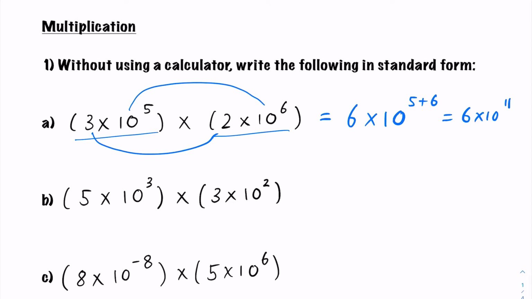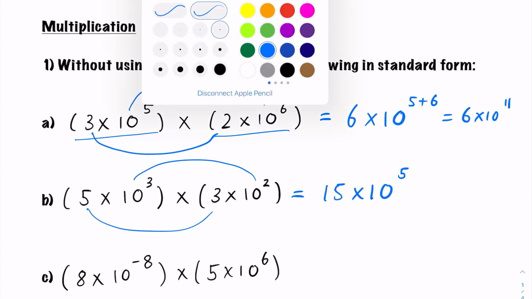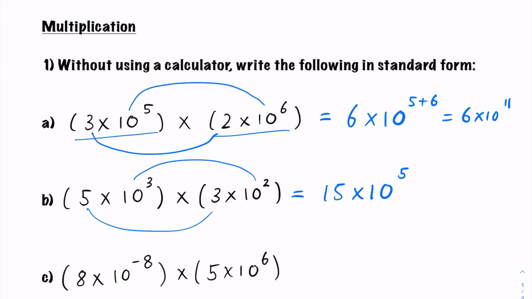Next up, part B, 5 times 10 to the 3 multiplied with 3 times 10 to the 2, squared. Now, in exactly the same way, 5 times 3 would just be 15, and then grouping up the 10s, you've got 10 cubed times 10 squared, and that would just become 10 to the power of 3 plus 2, which is 5. Now this one we have to be a little bit careful with because this number is not currently in standard form because our number at the beginning, 15, is greater than 10. Remember the number at the beginning in standard form always has to be between 1 and 10.